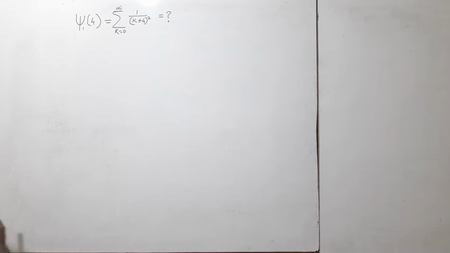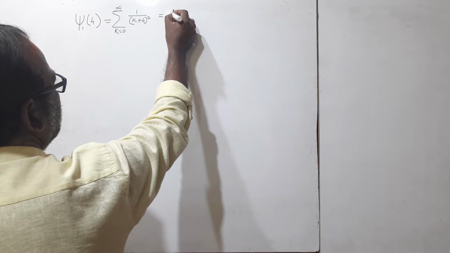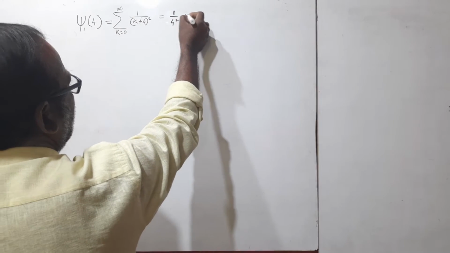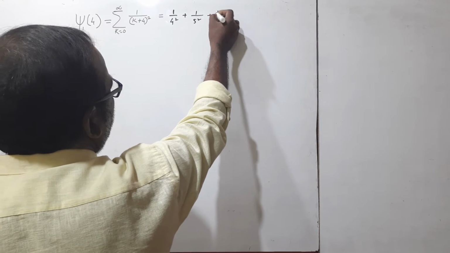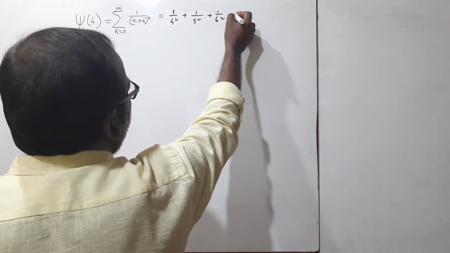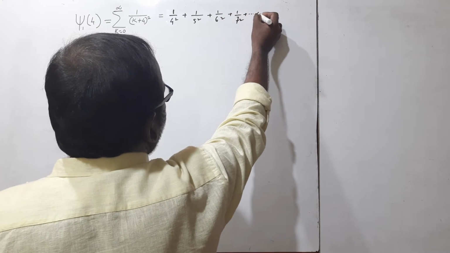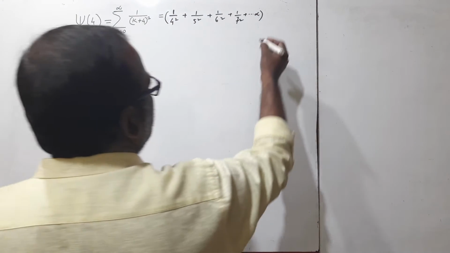So actually this is the value in the form of: if we put 0, this is your 4 square; if we put 1, this is your 5 square, and this is your 6 square, and this is 7 square, and so on to infinity. It can also be written like that.